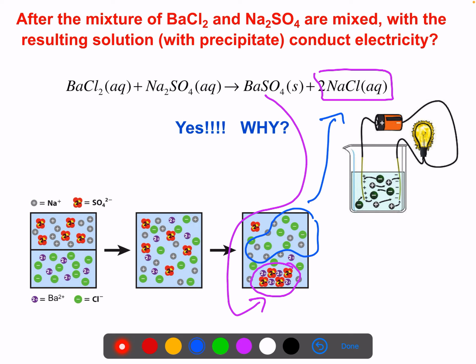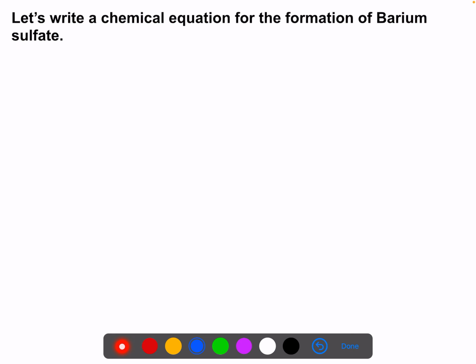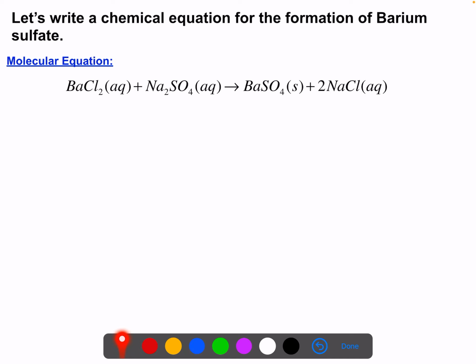Okay. So the last thing we want to talk about is writing the chemical equation for the formation of barium sulfate. And what we showed was what's known as the molecular equation. And that's what we showed before. So this is just barium chloride aqueous plus sodium sulfate aqueous goes to barium sulfate solid plus sodium chloride aqueous.